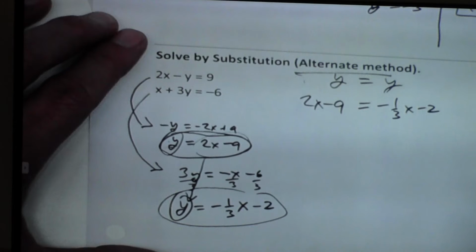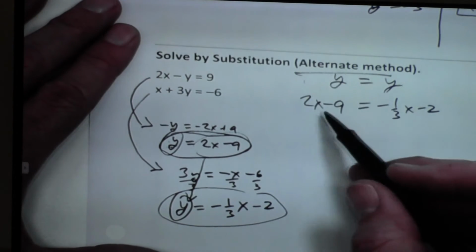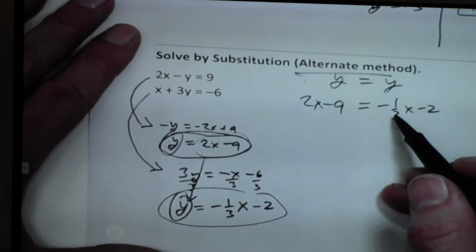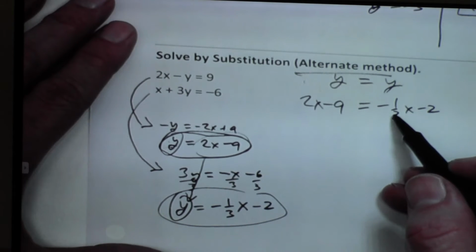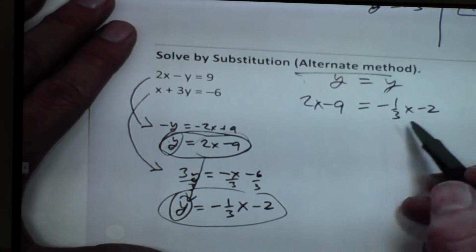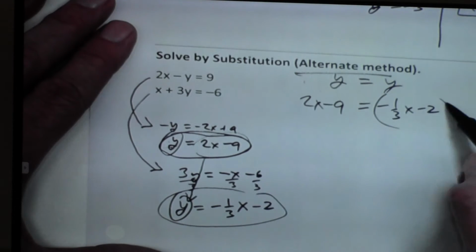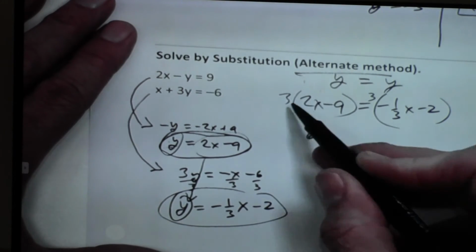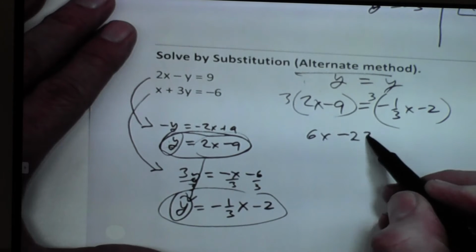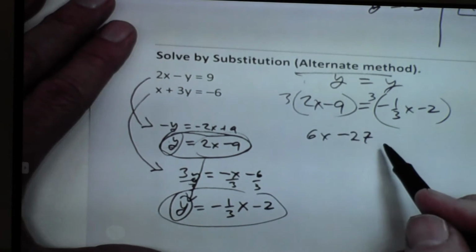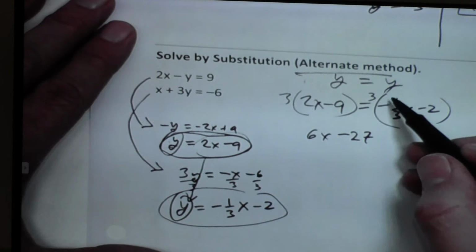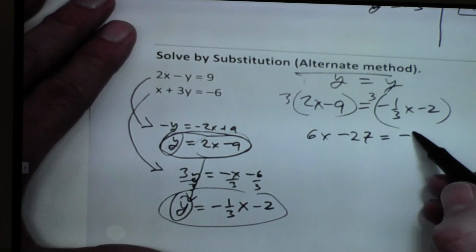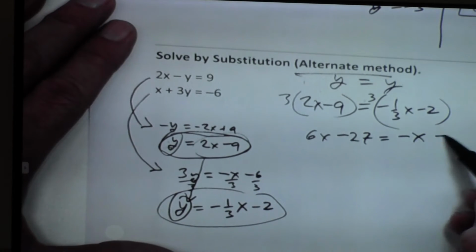Okay, and the first thing to do is when you have a fraction on either side, multiply everything by that denominator. It's not the only way to do it, but I like to do this in order to simplify this so I don't have any fractions. So I'm going to multiply this side by a 3 and this side by a 3. 3 times 2 is 6x. 3 times negative 9 is negative 27. 6, negative 27, that looks right. When I multiply 3 times negative 1/3, the 3's cancel. So I get just a negative 1x, or negative x. 3 times negative 2 is a negative 6.